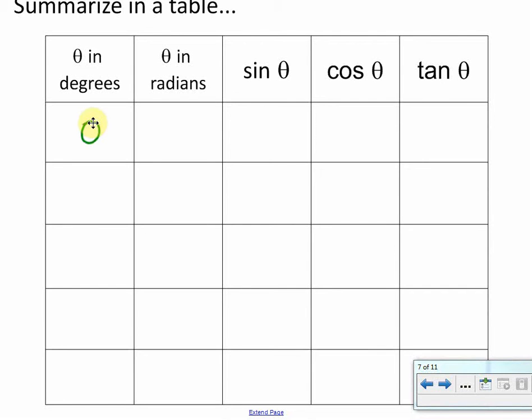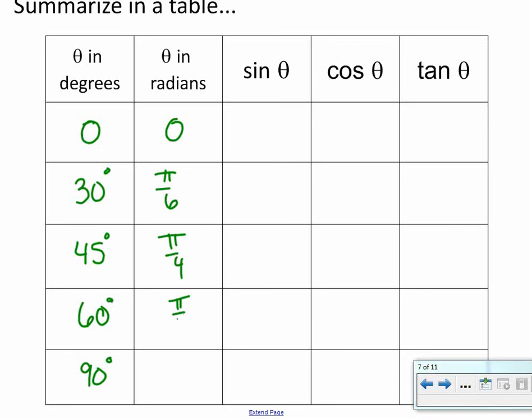So I'm going to start with 0 degrees, and then I'm going to fill in all of the special right triangle values, increasing up to 90, because that would be all of the special values in the first quadrant. So I'm also going to write them in radians. This would be 0, this would be pi over 6, this would be pi over 4, pi over 3, and pi over 2. Now to fill in sine and cosine, there is a little pattern here. If you look at just the 30, 60, and the 90, everything is going to be over 2.